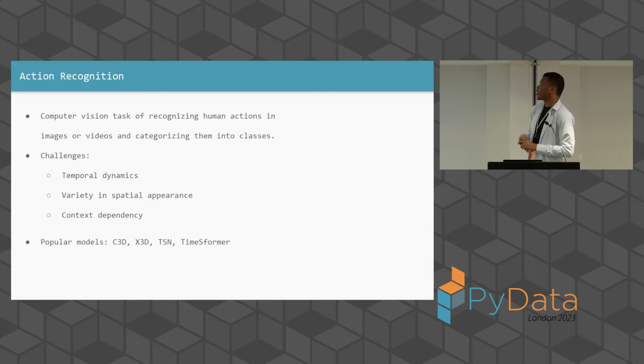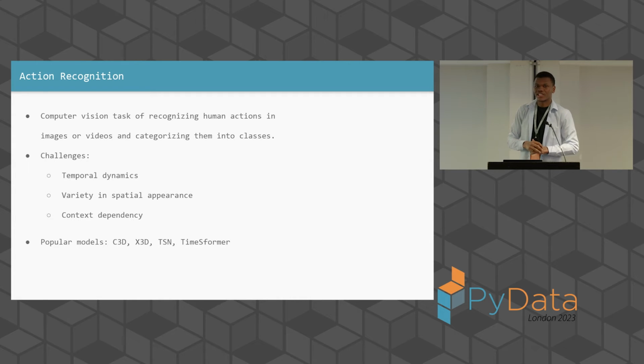So basically, action recognition is the computer vision task of recognizing human actions in images or videos, then categorizing them into classes. So it's object detection, but with a little bit more complexity. So what are the challenges here?